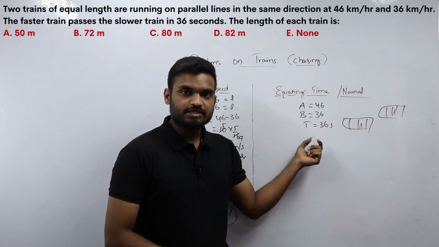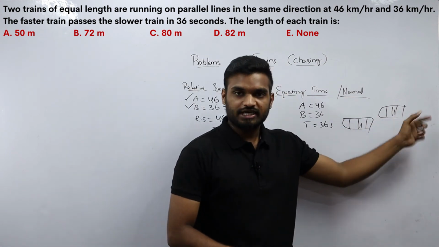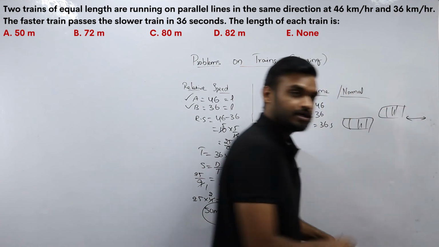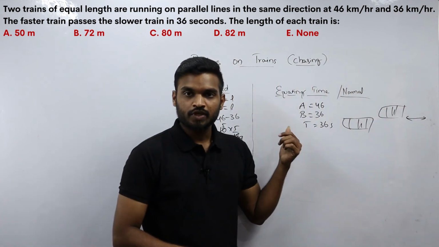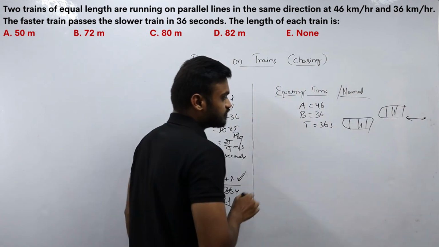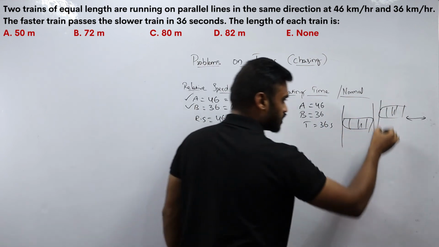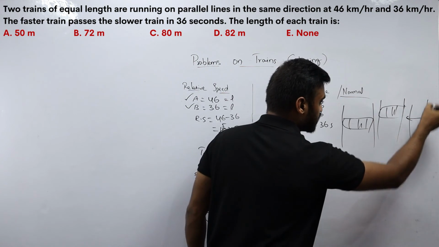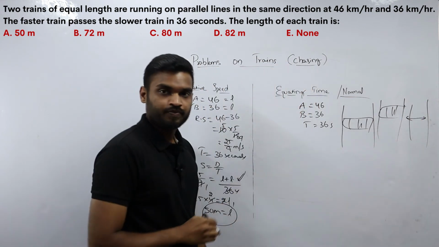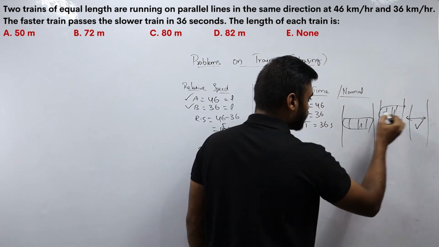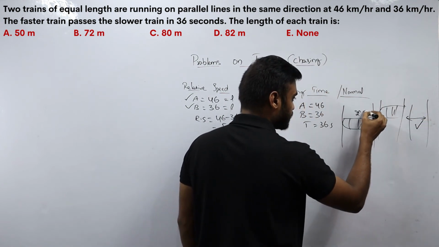Now in this 36 seconds, the first train might have travelled a distance, right? Now we need to find out what is the total distance travelled by the first train before being overtaken by the second train. Because in order to overtake the first train, the second train needs to first of all cover the total length of the second train, the total length of the first train, and then the total distance covered by the first train. That's the reason first of all we need to find out what is the total distance covered by the first train before being overtaken by the second train.